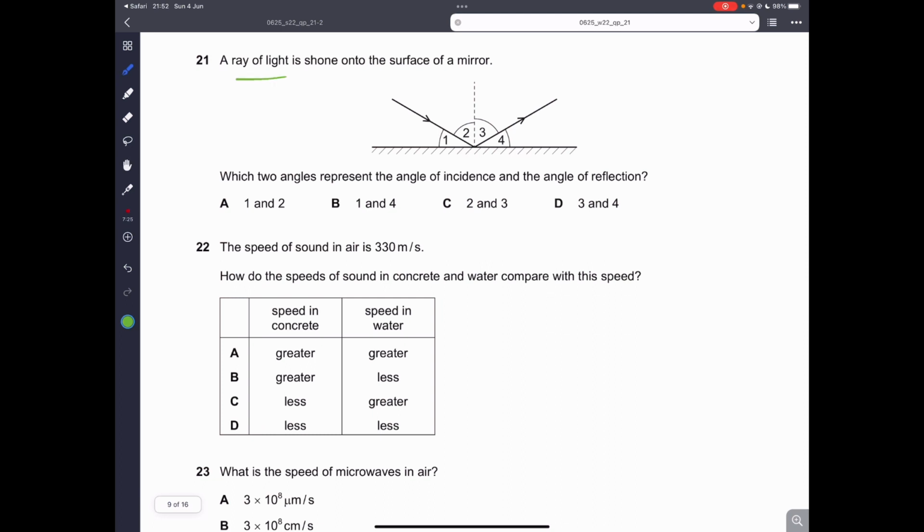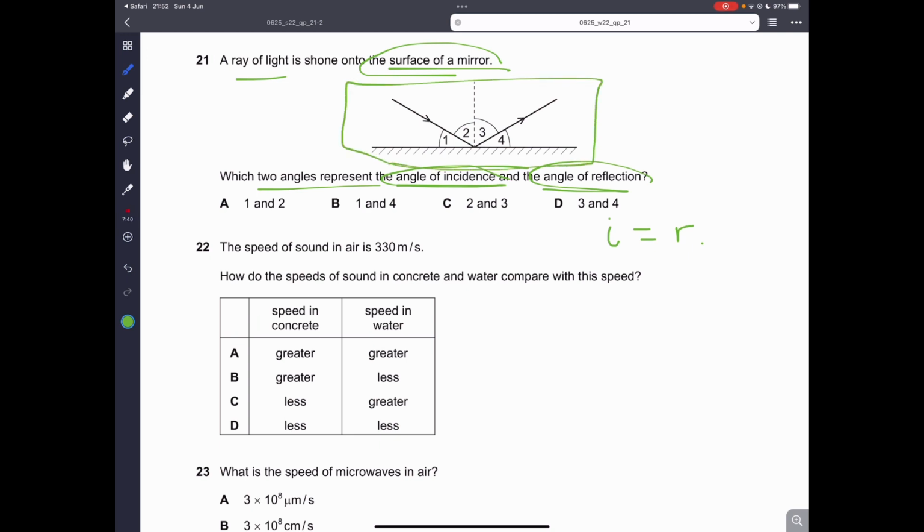21. A ray of light is shone onto the surface of a mirror. Two angles represent the angle of incidence and the angle of reflection. Remember, the angle of incidence and the angle of reflection are always equal. Okay, and we can see what type of reflection this is. This is a regular reflection. It is not a diffuse reflection, because it is on a plain, smooth surface.